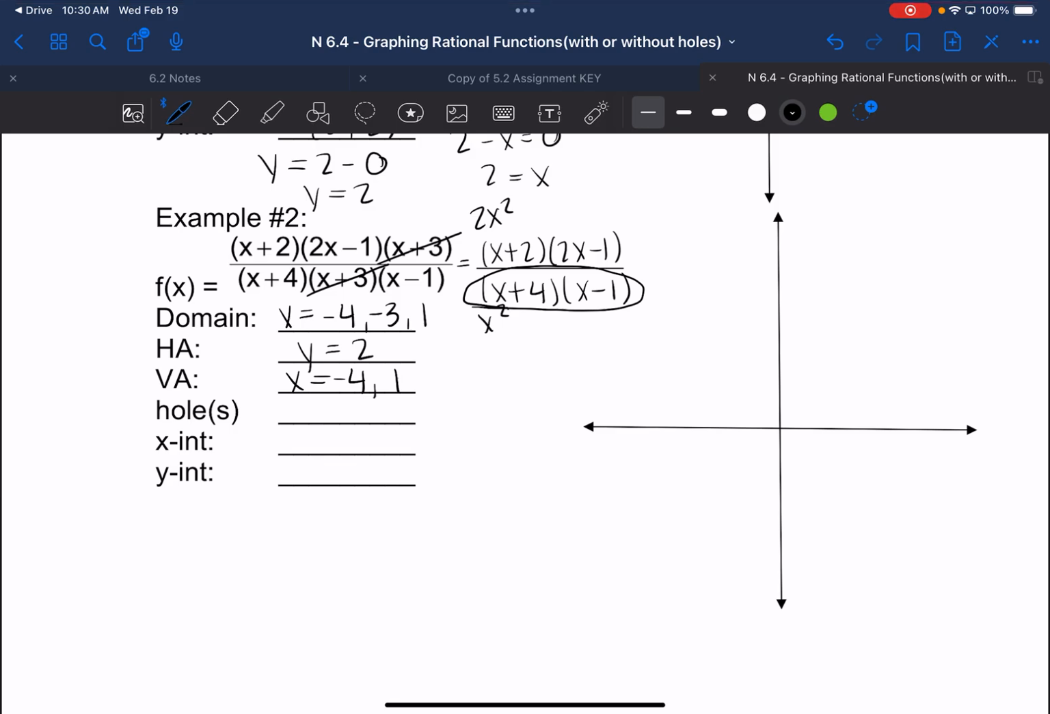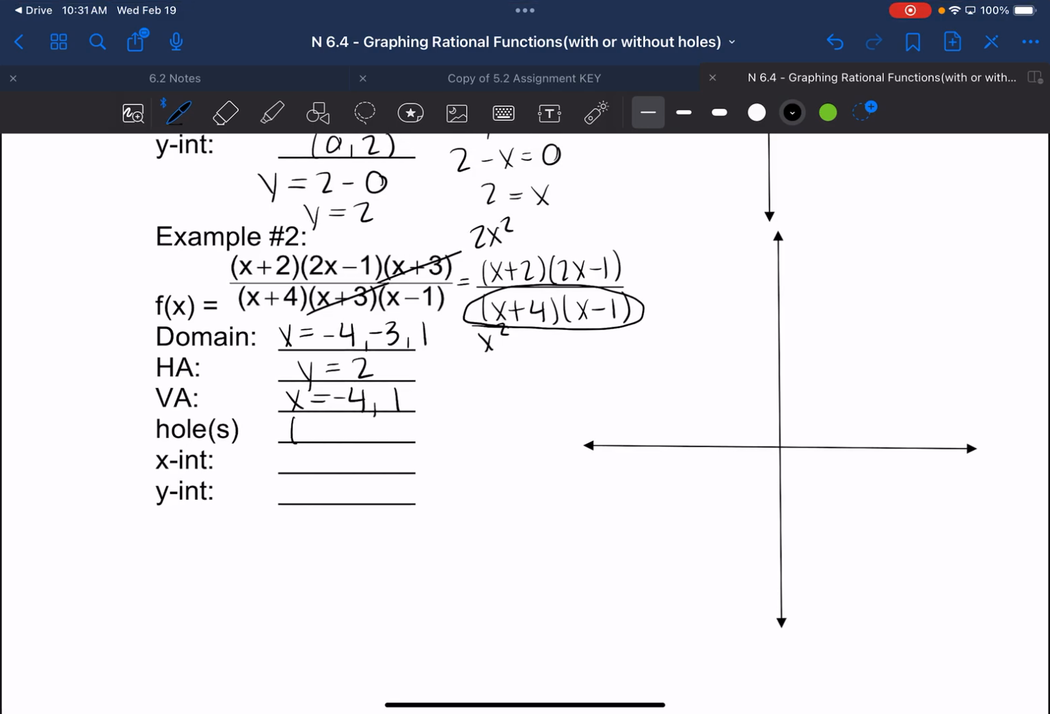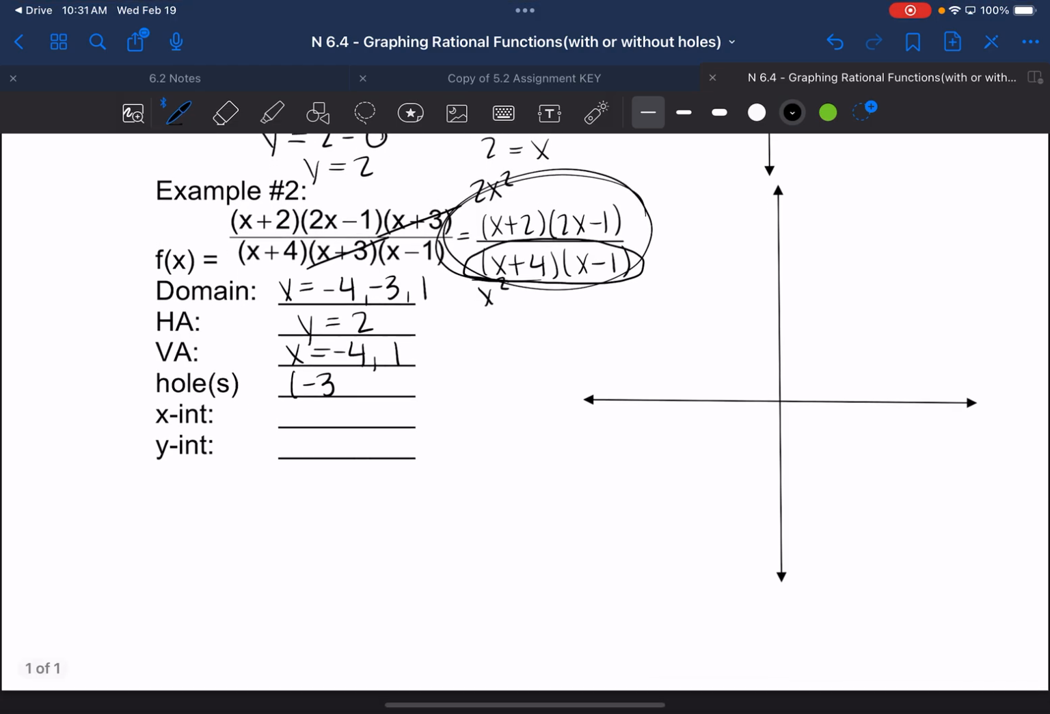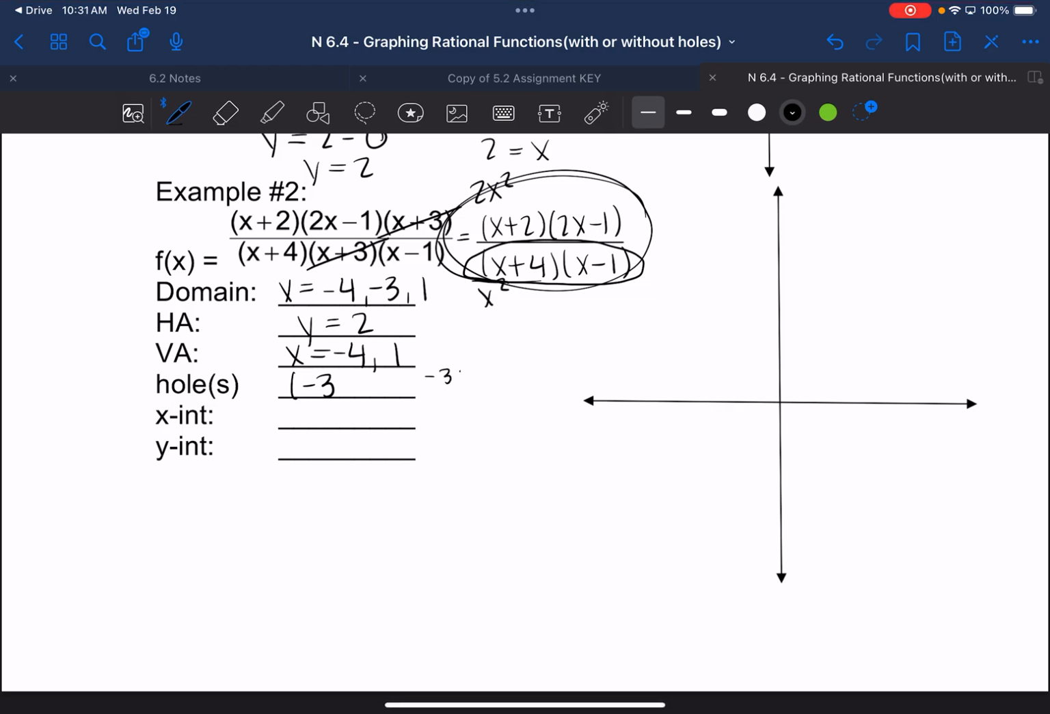Okay, the holes. Remember, the holes, guys, came from the part we crossed out. So what x value did we cross out? Negative 3. Remember, when it's in the parentheses, it's opposite of what it actually is. And if I want to know what the y value is, remember, I go plug the x into this simplified form over here. So I would have negative 3 plus 2 times 2 times negative 3 minus 1 over negative 3 plus 4 times negative 3 minus 1.